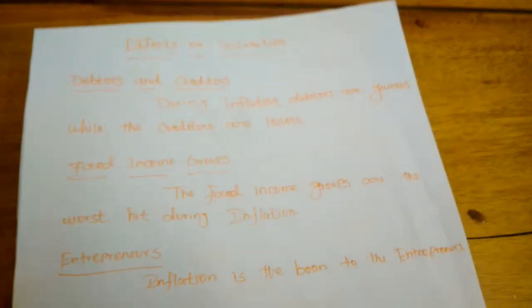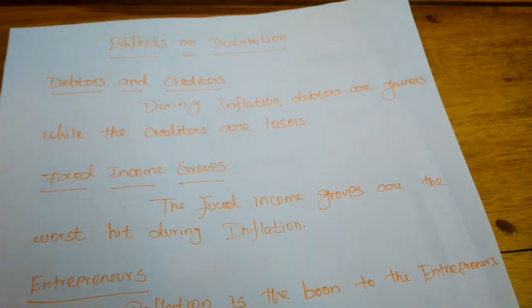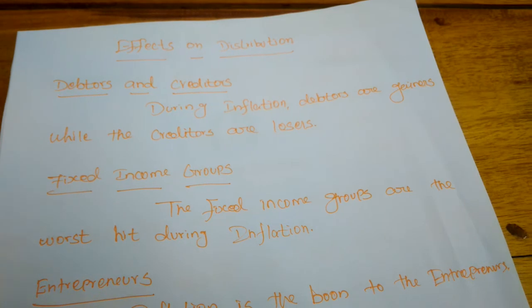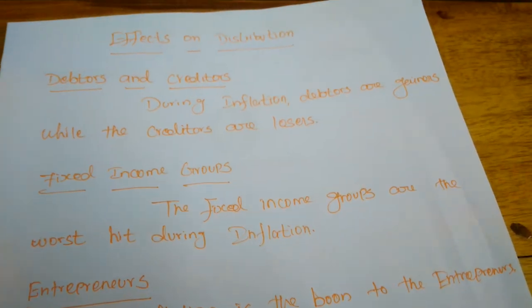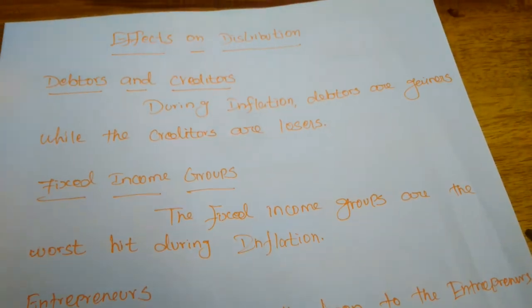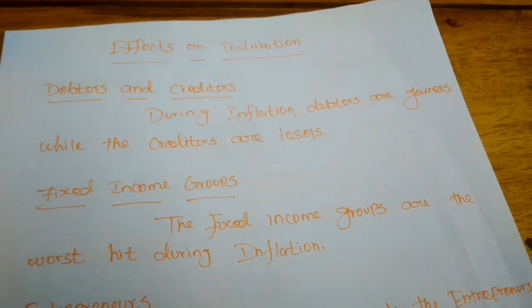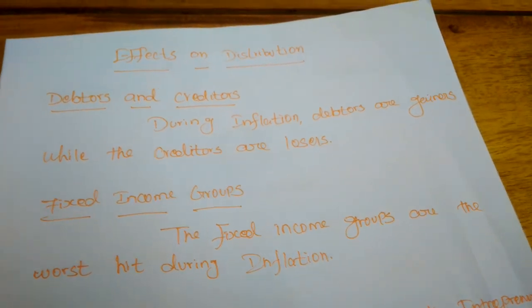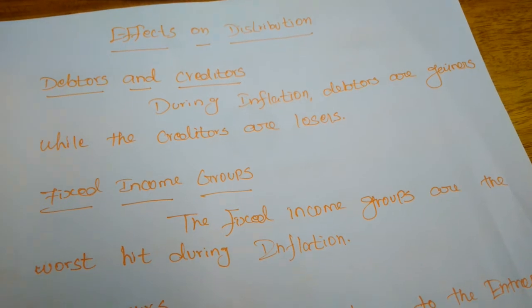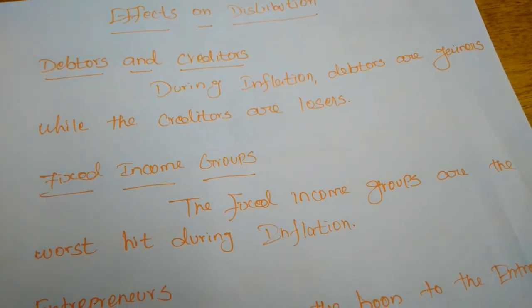Okay, so on the distribution side, the debtors will be gainers and the creditors will be losers. Because of the reducing value of money, it gives the benefit to the debtors and loss to the creditors.